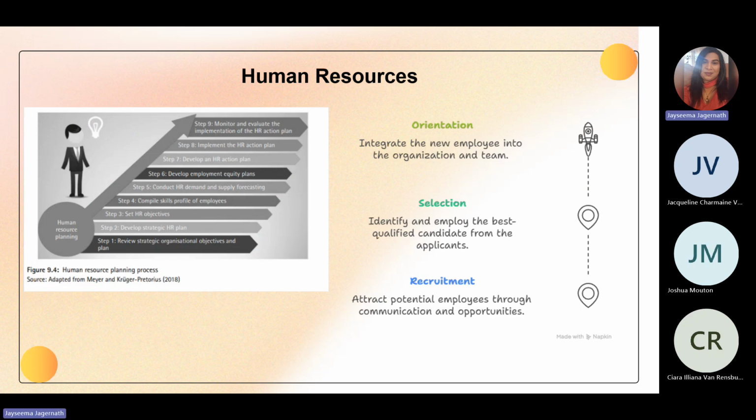Okay, and then obviously with everything in management, there's a human resource process that we look at, and we speak about recruitment, selection, and orientation. So the human resource process, we obviously strategically look at our organization and to look at the objectives that we want to achieve, the plans that we have in process. We then develop strategic plans focused on HR.